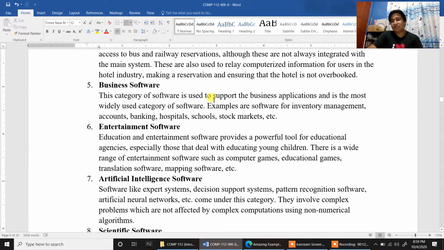And right now, in the market, you see POS in supermarkets. When you buy goods, the items are scanned by barcode or OCR, optical character recognition. Once scanned, it automatically computes the items you bought. So that is POS, another example of business software. We also have entertainment software like computer games, educational games, translation software, mapping software, etc.